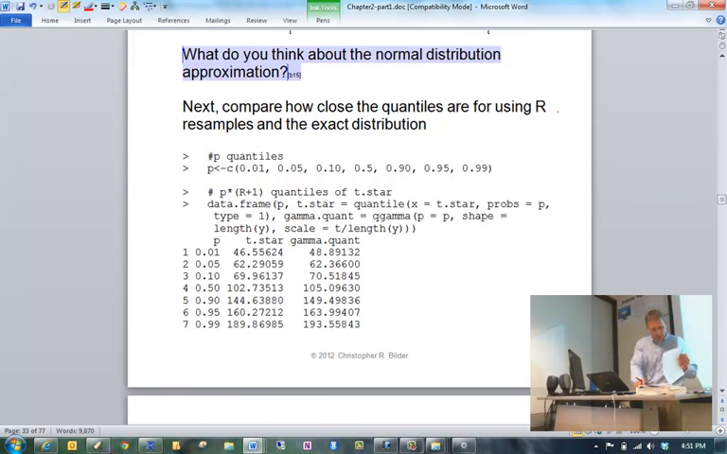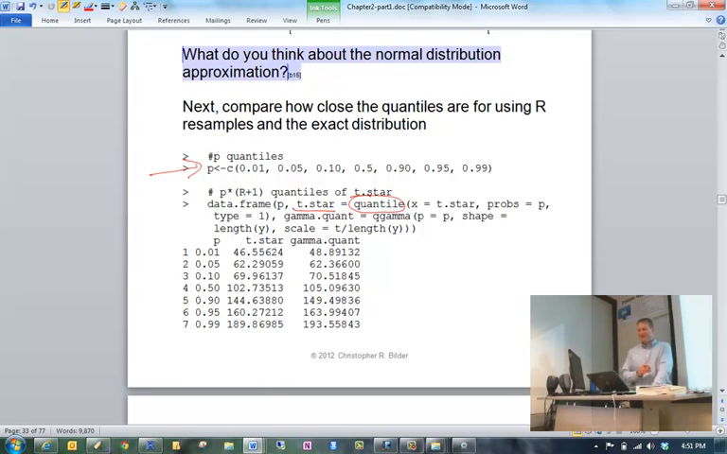And I guess for some reason I did not do the corresponding plot with a gamma distribution. But what I did do is I actually looked at the numerical quantiles. So the particular quantiles I'm interested in, I'm going to put in a vector called P: 0.01, 0.05, all the way up to 0.99. And for each of these quantiles, I'm going to use the distribution of T star from the resamples, I use the quantile function. I think we've seen the quantile function before, haven't we?